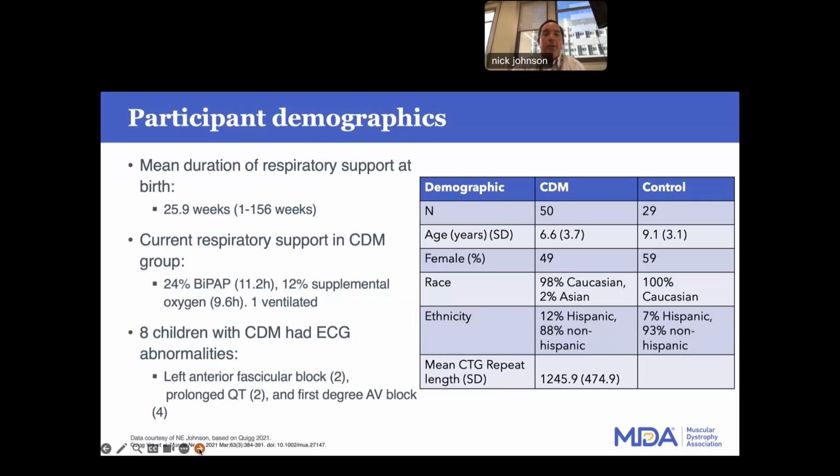And so you can actually see from this initial study that the mean duration of respiratory support at birth was about 26 weeks, but highly variable, anywhere from 1 week to 156 weeks. And that currently in the group when it was measured, about 24% of those patients were still using BiPAP, and 12% were using supplemental oxygen at night, and then one was still ventilated. One thing we weren't quite expecting is you could see in the kids that they had already developed some of the cardiac manifestations. I think previously it was thought that these cardiac arrhythmias tended to occur later in the disease, but in fact it's important to screen as early as possible for the cardiac arrhythmias that develop in myotonic dystrophy.